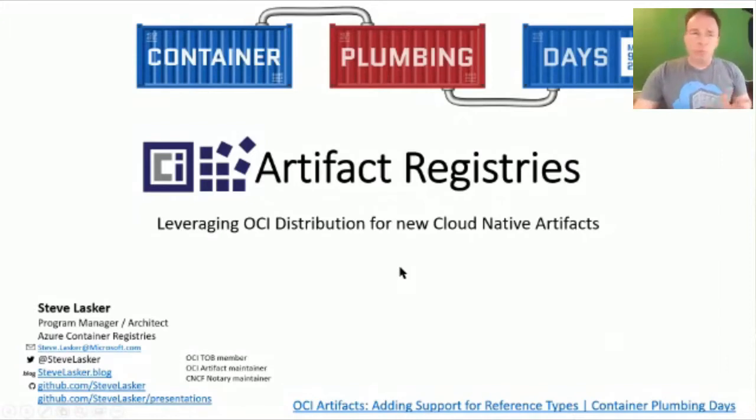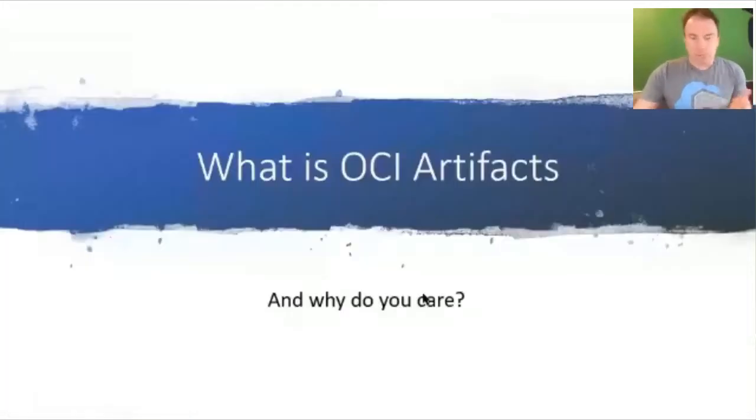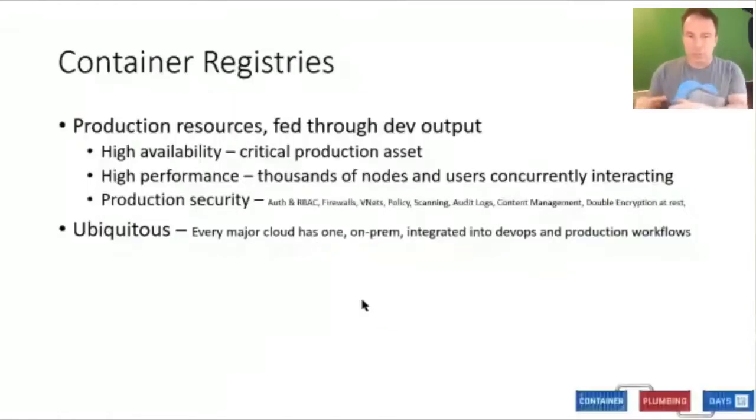So first of all, what exactly is an OCI artifact and why do you care? Well, you probably realize that there are other assets that you need, and you're wondering where you're going to store those. I already have this registry as a production critical asset. It's fed by dev input, but it's sitting there, hopefully, right next to your compute, not in another region across the internet, but you have a local copy of the content in your own private registry.